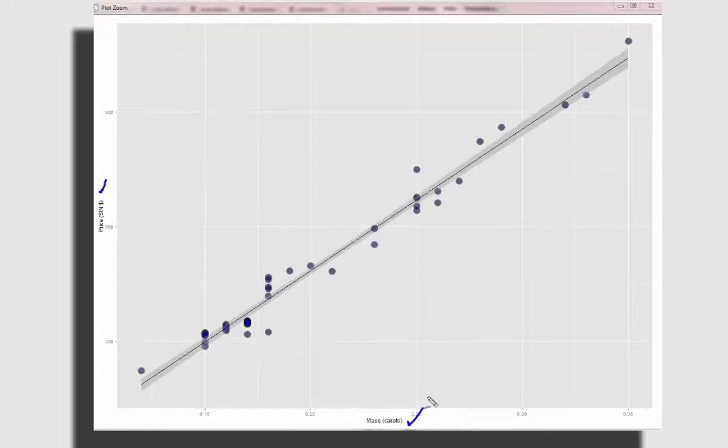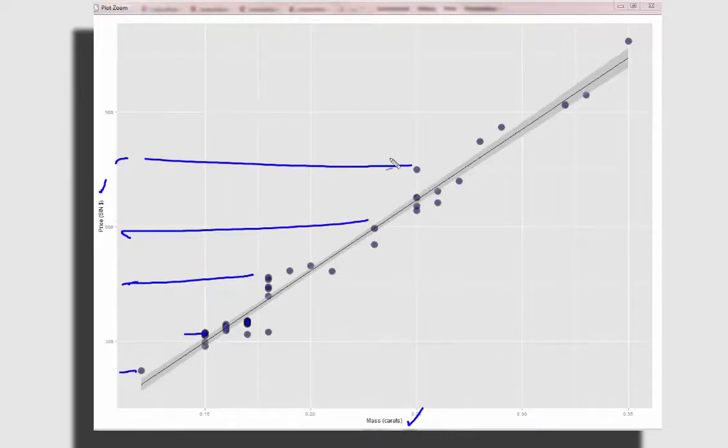If we had disregarded mass, we would have all these points. We would look at their projection onto the vertical axis, and there would be a lot of variation. When we consider mass, there's much less variation, because now we're talking about this variation around the regression line. The variation around the regression line is residual variation, that variation that was left unexplained by having accounted for mass.